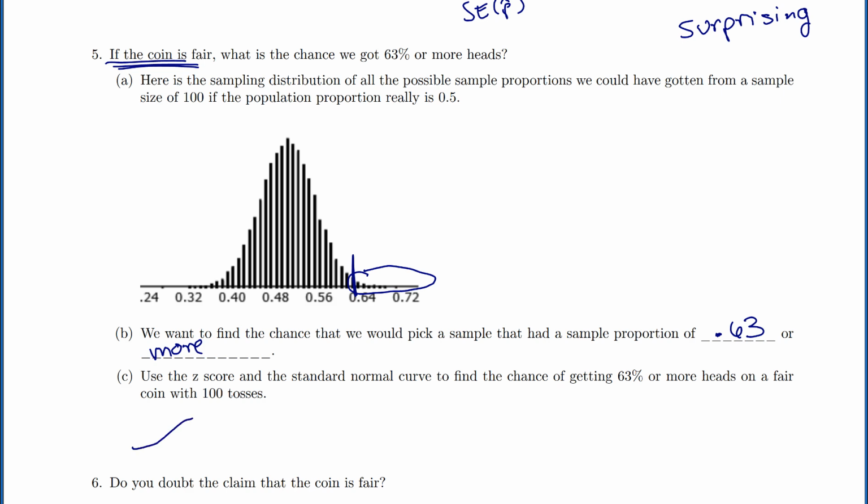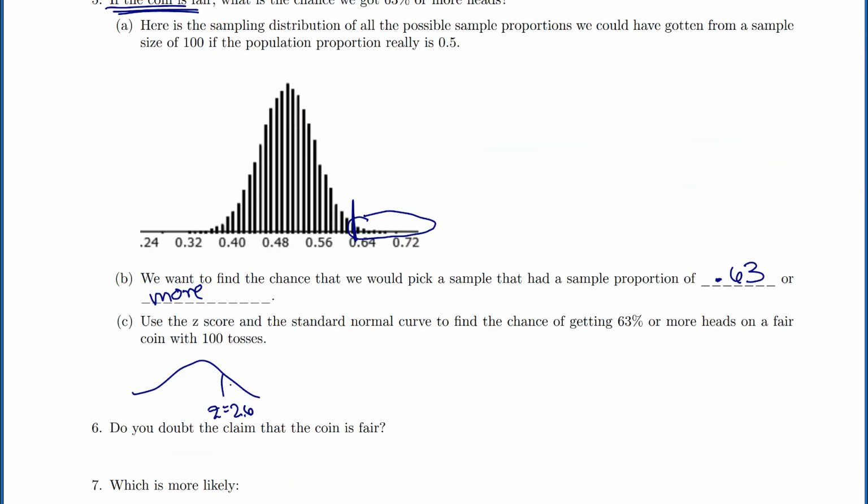We'll use our z-score in the standard normal curve. So here we had z equals 2.6, and we're looking for the area to the right. So we'll do pnorm of 2.6, and lower.tail equals false.